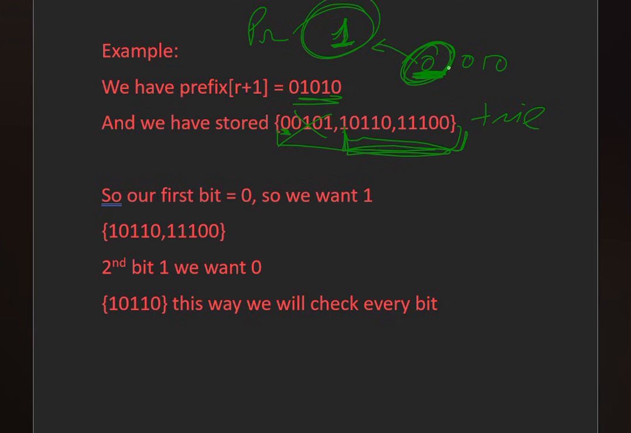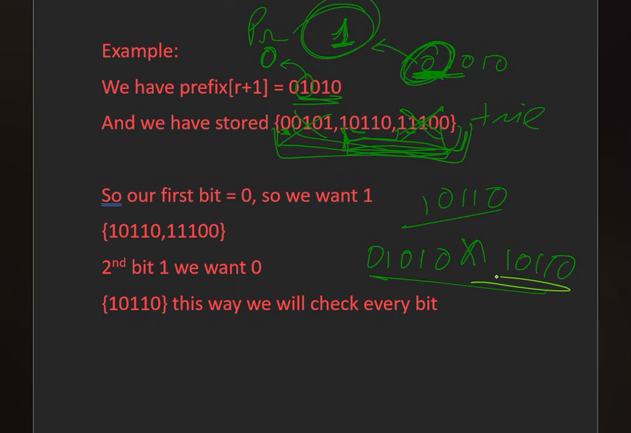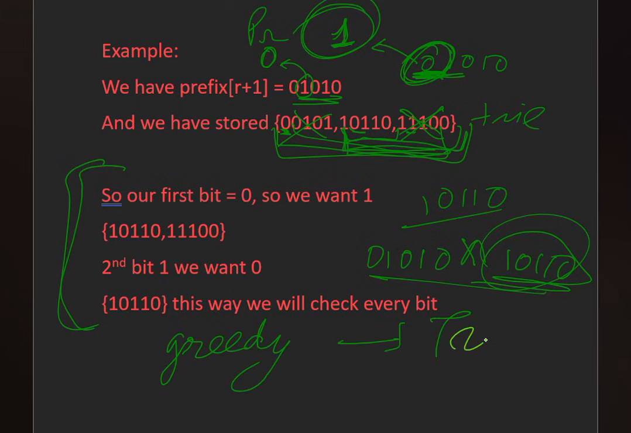Then the next bit is 1. So for 1, what do we want? We want to find 0. So this has 0, but this does not have 0, so this will also be removed. So we'll be taking this 1 0 1 1 0. So the XOR of 0 1 0 1 0 with 10110 will be maximum out of these three XORs. So we'll be taking this value, right? That's why, for finding our XOR greedily, we are using a trie.